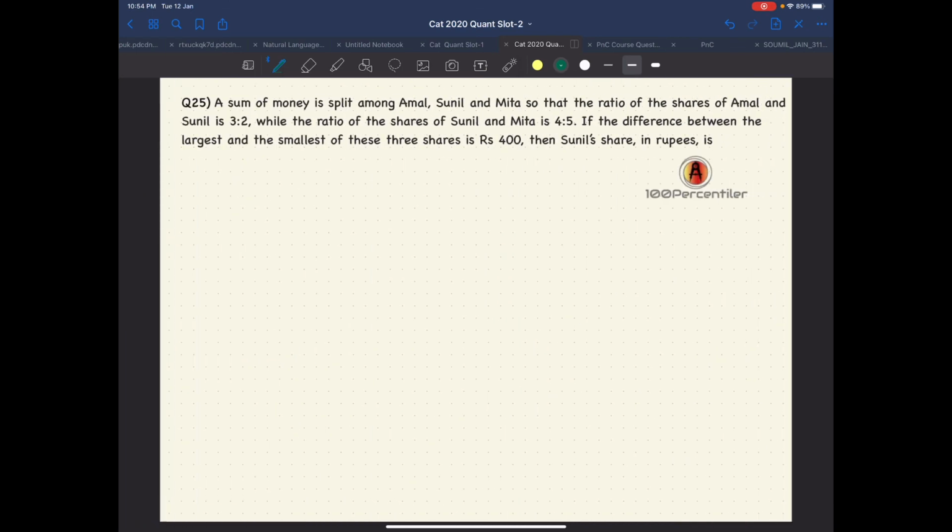Now a sum of money is split among Amal, Sunil and Meeta. The ratio of shares of Amal and Sunil is 3:2. So this is 3x and this is 2x. And that between Sunil and Meeta is 4:5. So this is 2x upon 4 into 5, which is 2.5x. The difference between the largest and smallest of these shares is 400. So largest is 3x, smallest is 2x. This is 400. So x is 400. We have to find Sunil's share, which is 2x, which is 800. So 800 is the required answer.